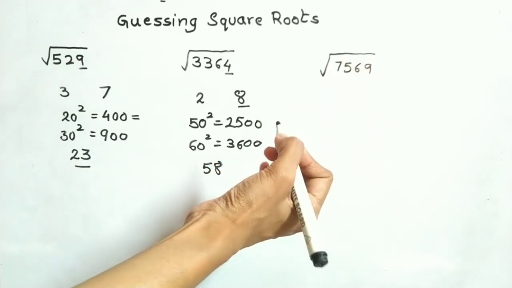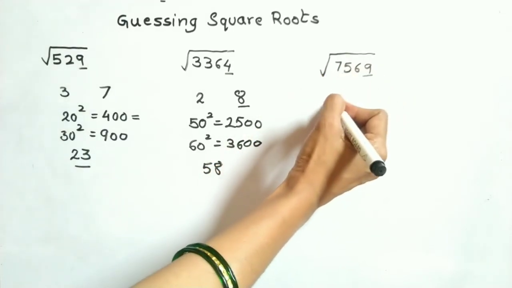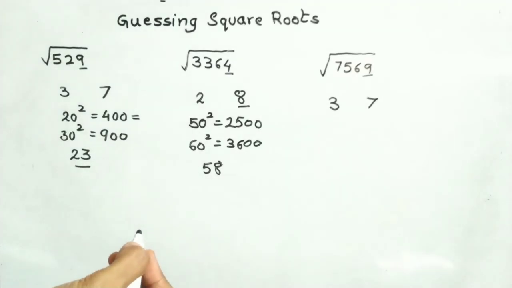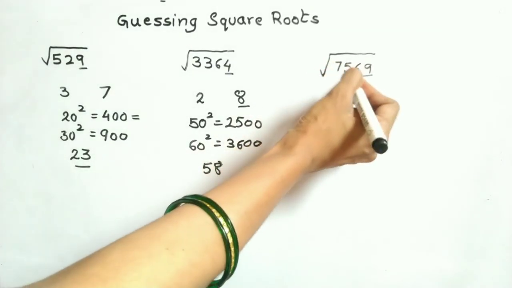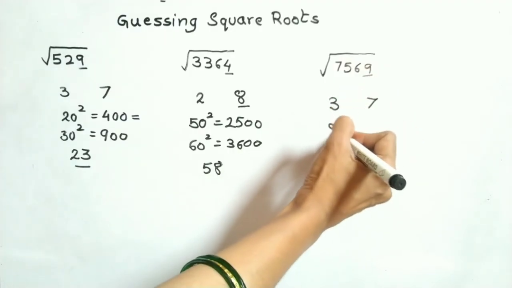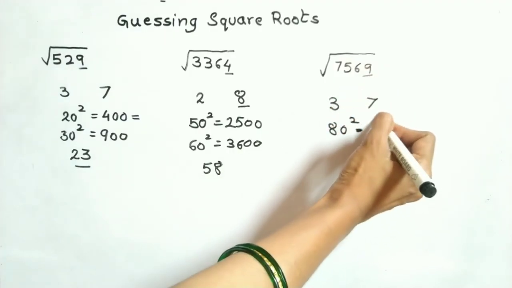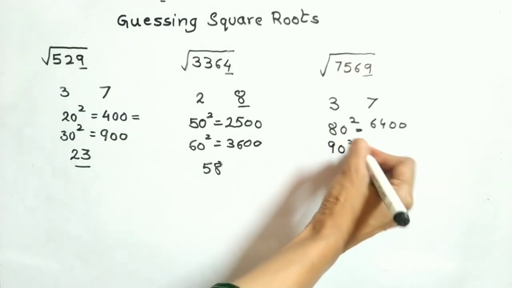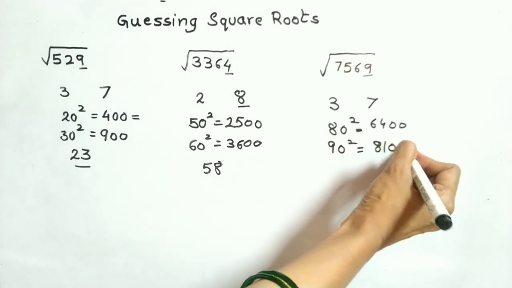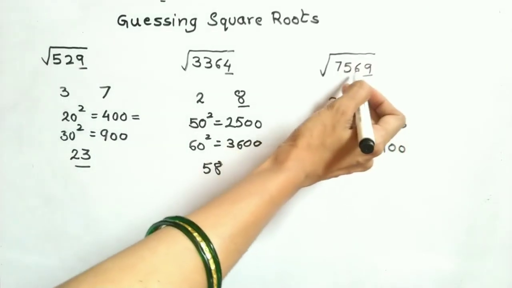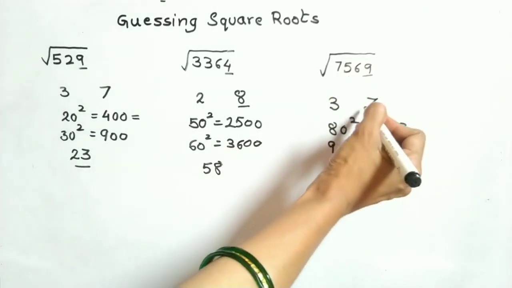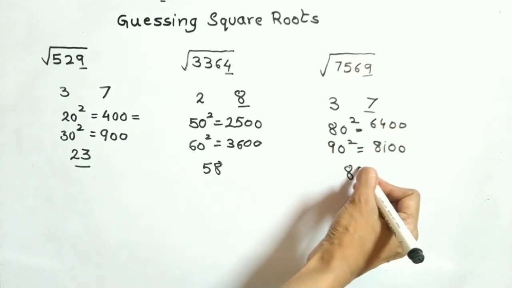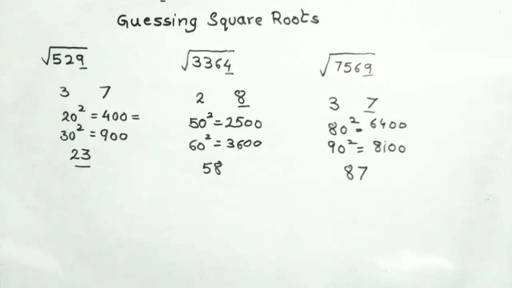Now the third one. Here we see again 9. That means we have 3 or 7 as the last digit. Okay. Now here the number is 7569. So we know now that 80 square is 6400 and 90 square is 8100. Now 7569 is closer to 8100. So this is the ending digit and the square root is going to be 87.